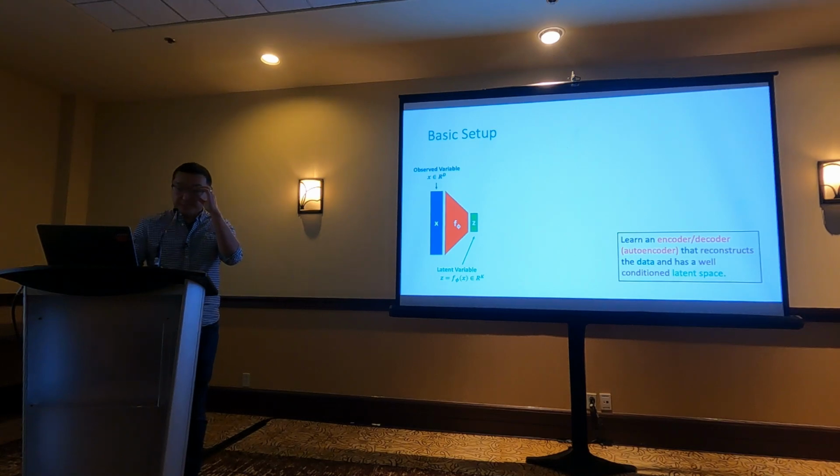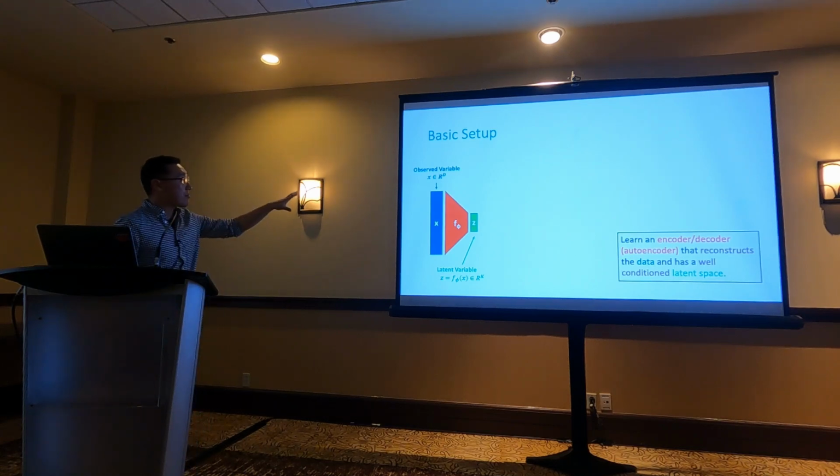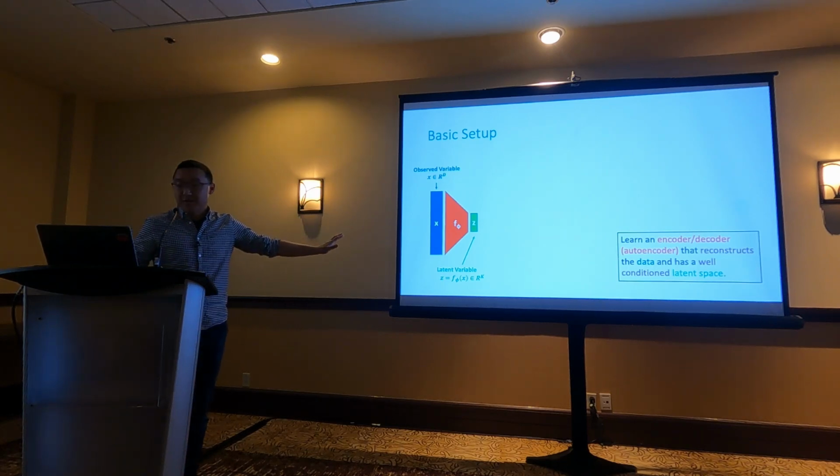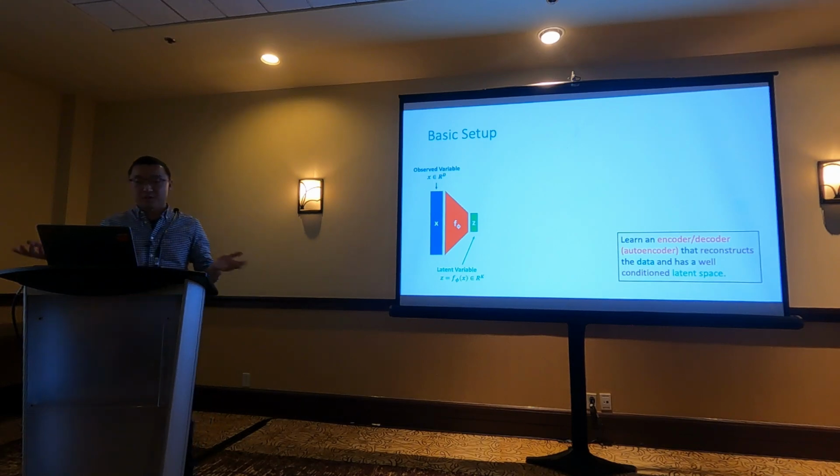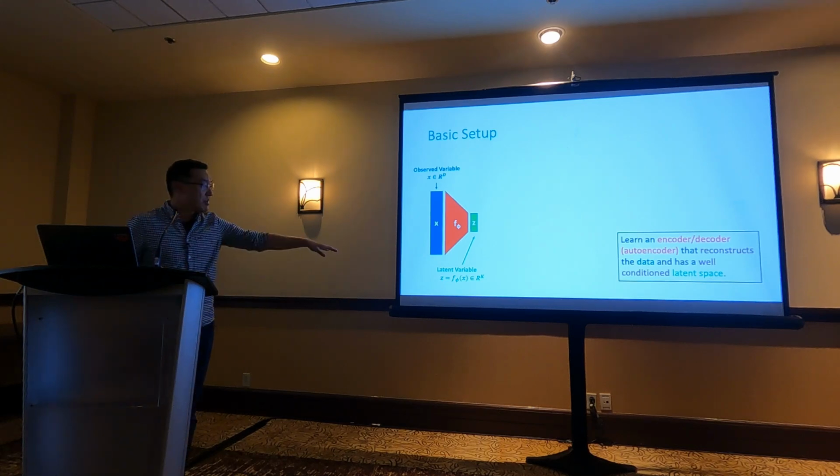So here's the basic setup. We have an observed variable. I'll call it x. It lives in a d-dimensional space. We have an encoder that's in red, parameterized by phi, and then we have a latent variable associated with this observed variable. I'll call it z, and it's the output of applying the encoder to x. And it lives in a k-dimensional space. Typically, k is much lower dimensional than d.